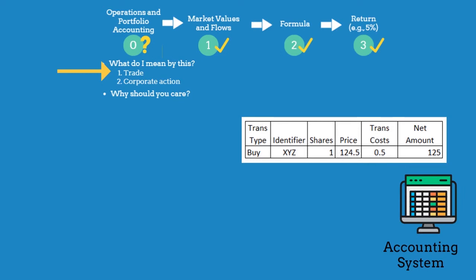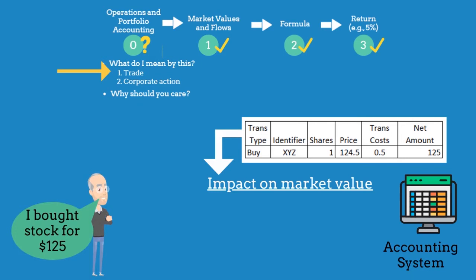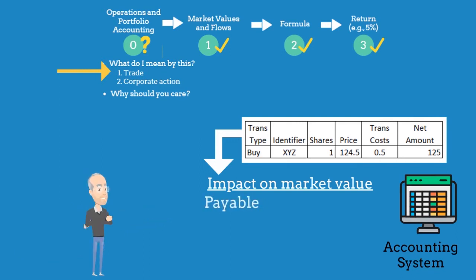Okay, so now that the accounting system has this transaction, what it does is apply a program to figure out what impact this has on the market value of the account. So for example, when you buy a stock for $125, that means you will owe someone $125 in cash. The liability of $125 is called a payable because it's cash you need to pay. And in this case, the payable would be negative $125. And that will be negative because it will be money coming out of the account.